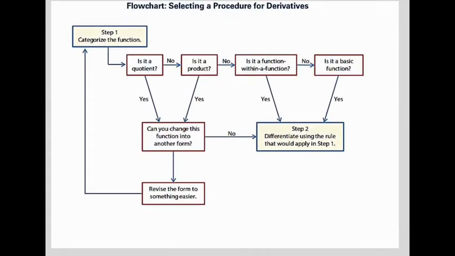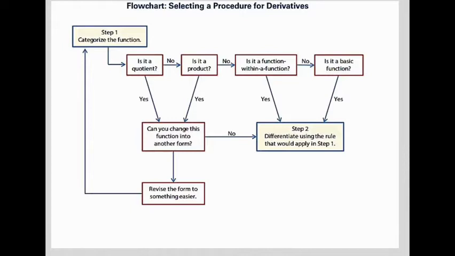Our next slide here is a flow chart for selecting a procedure for derivatives. One thing that is going to happen is that you need to be smart about how you take the derivative, especially with product rule and quotient rule. You don't always have to use product rule and quotient rule. Sometimes there's an easier way, meaning the function can be factored and reduced, simplified in some way. Maybe you don't have to go through the whole product and quotient rule.